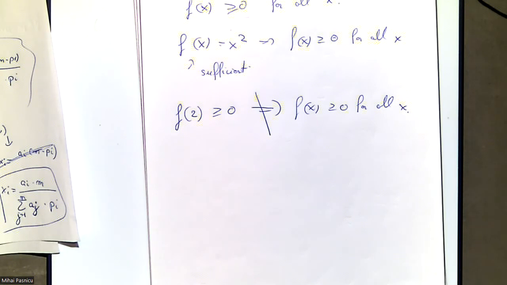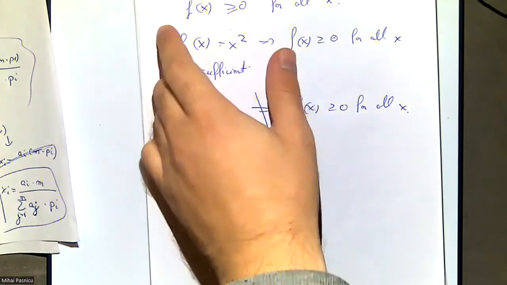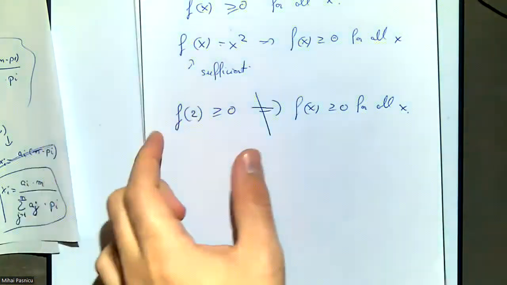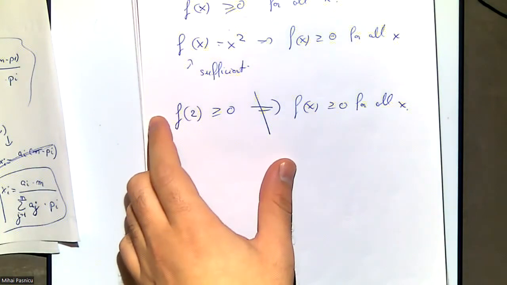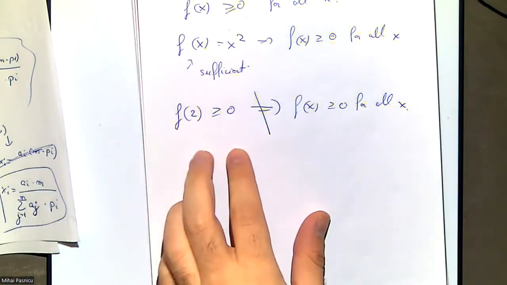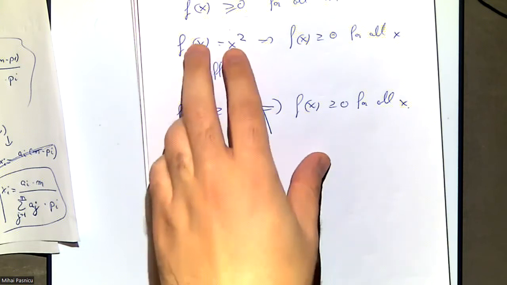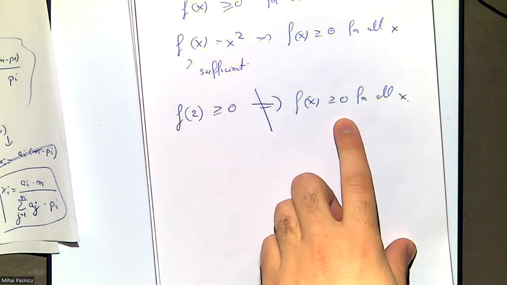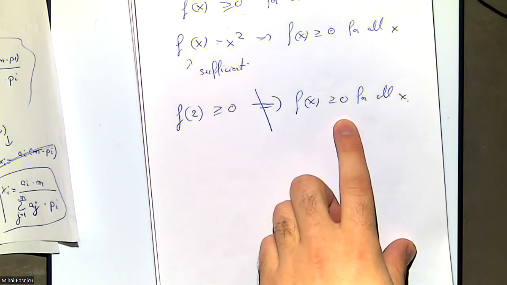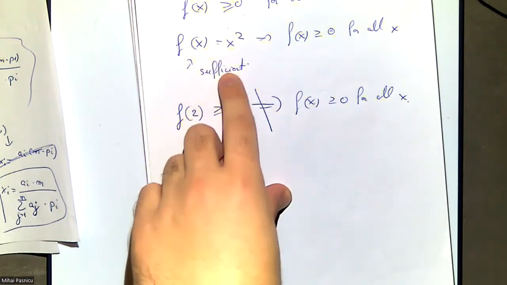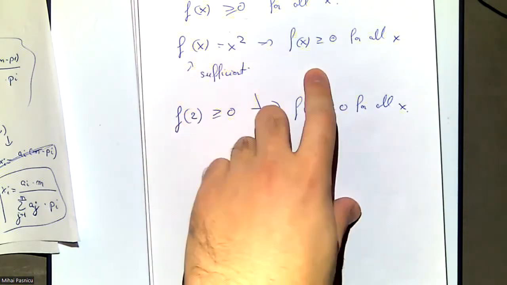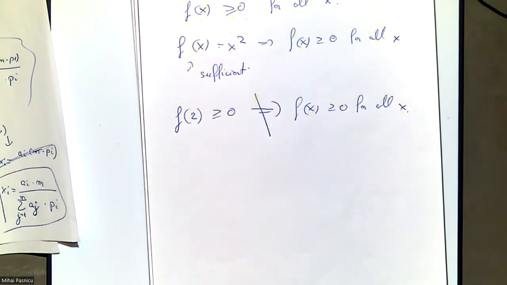So necessary is something that is going to happen in the case that f of x is greater or equal to 0. If f of x is greater or equal to 0 for all x, then in particular f of 2 is greater or equal to 0. This is a necessary condition for this to hold, but it's not sufficient for me to claim that it's greater or equal to 0 for all x. On the other hand, if I had f of x equal to x squared, then it is a sufficient condition for me to claim that f of x is greater or equal to 0 for all x.